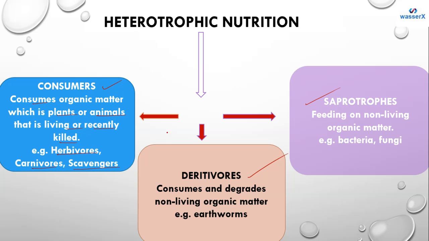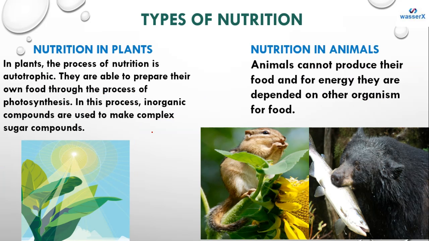Then we have the next one, you can mark it as the second, that's what we call the detritivores. Detritivores basically consume degraded or non-living organic matter. You can take the example of the earthworm. That comes under this category, right? Next we have the saprotrophs. The saprotrophs feed on non-living organic matter, such as bacteria and fungi. Okay, so let me take you further, students.